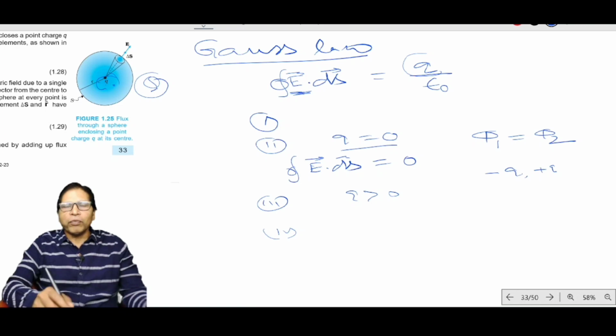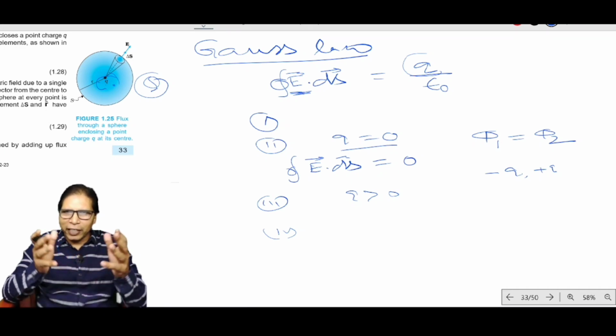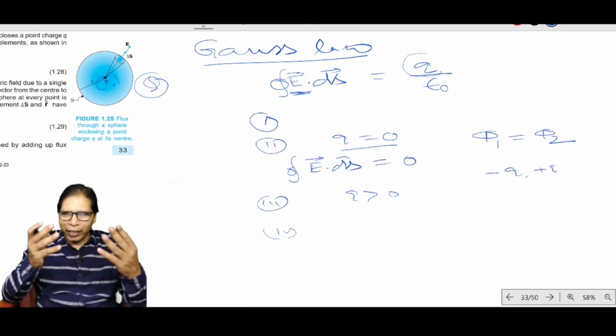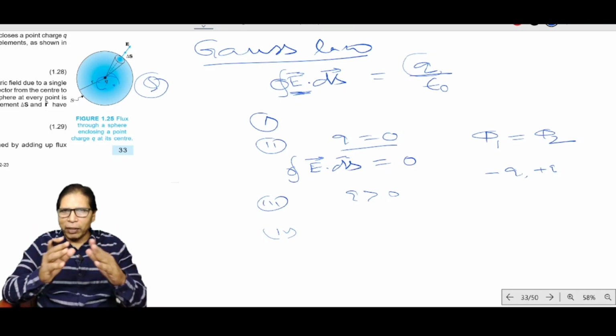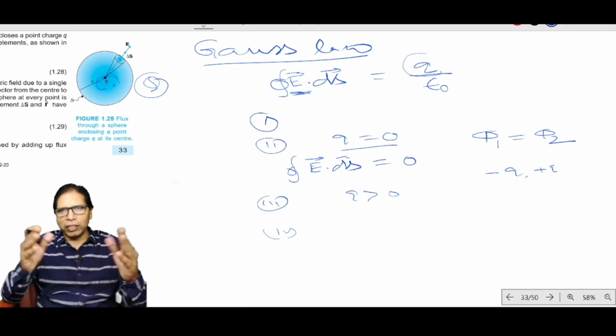Now the characteristics of a Gaussian surface. Number 1, a Gaussian surface is an imaginary surface. Number 2, a Gaussian surface is a mathematical surface. And number 3, the electric field on the Gaussian surface is either parallel or perpendicular to it.